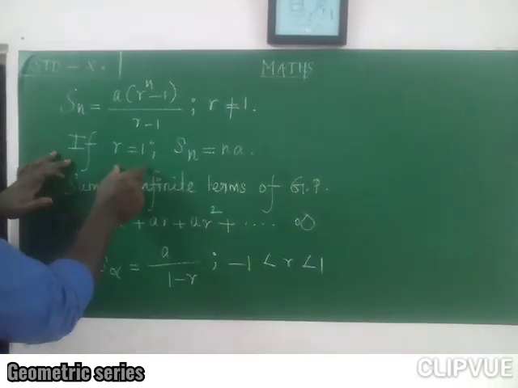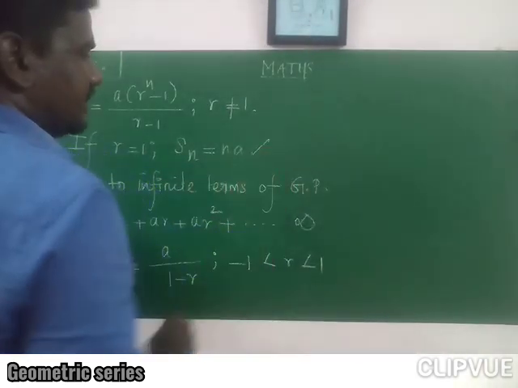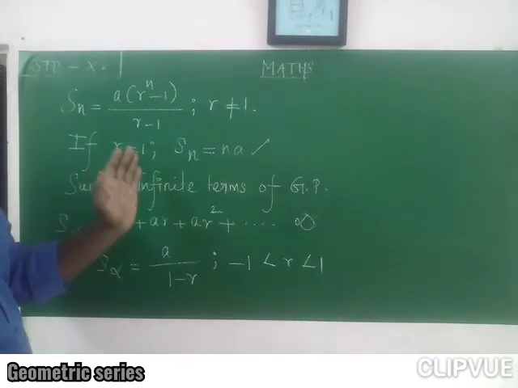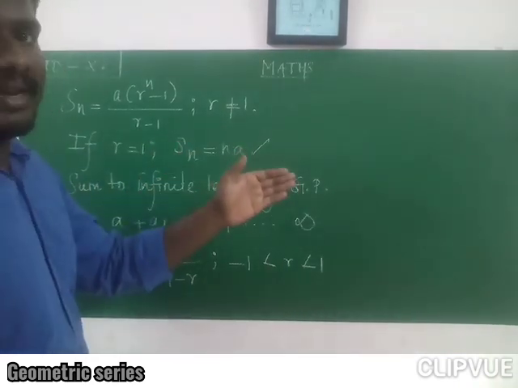If r is equal to 1, then Sn is equal to nA. This is the second formula. If the r value is 1, what should we do? Sn equals n into A.